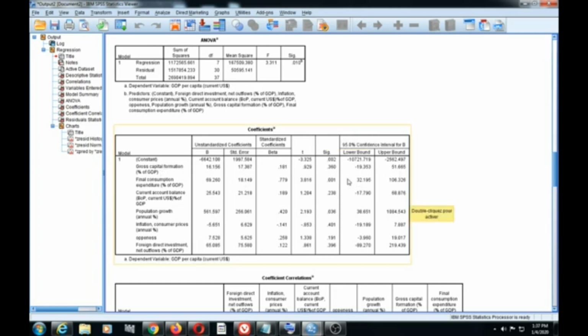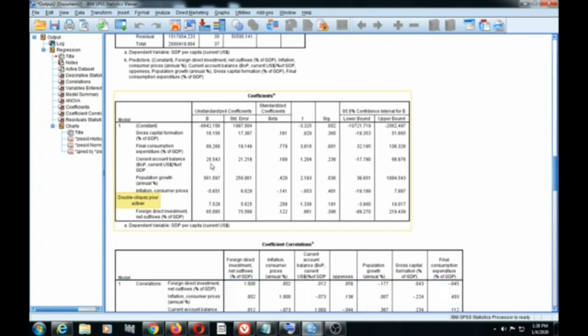One of the variables that significantly influences GDP per capita is final consumption expenditure in percentage of GDP. The significance is less than the threshold of 5%. The coefficient is 69.26, which means that when final consumption expenditure percentage of GDP increases by 1 unit, so by 1%, GDP per capita increases by 69.26. GDP per capita was measured in dollars.